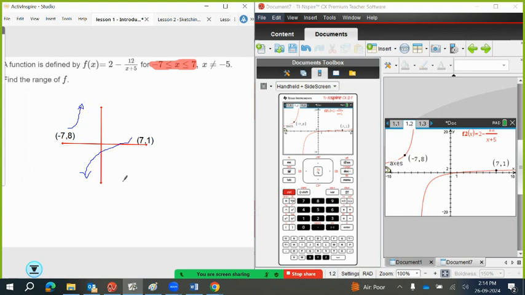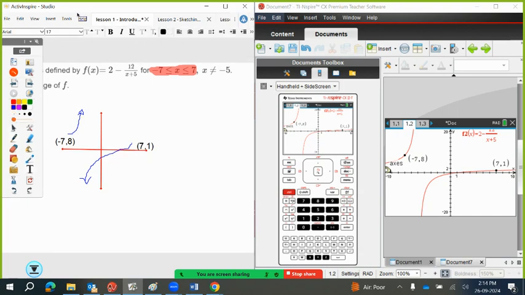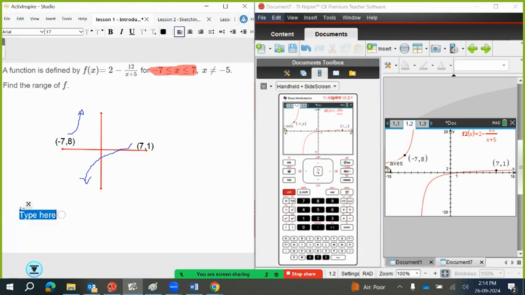So what is going to be the range of the function? Have a go at writing some inequalities to describe the range, or use interval notation if you wish. Discuss with the person next to you. I'll give you 1 minute for this one.